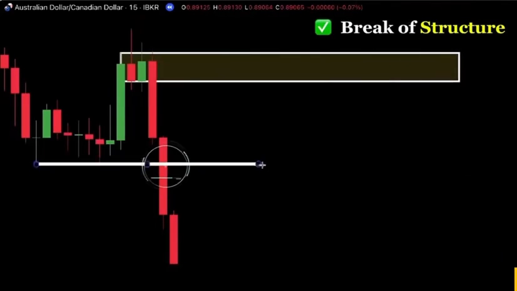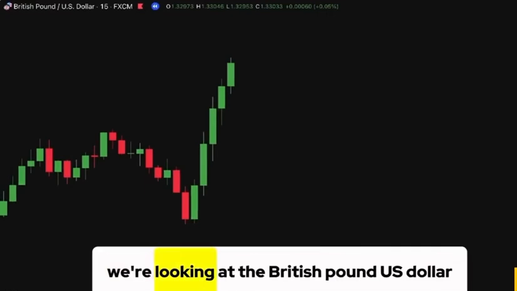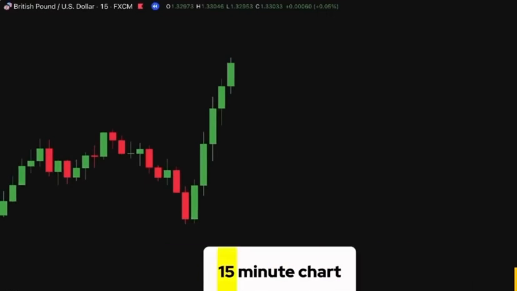Break of structure. A strong zone often forms after a break of structure, like a previous high or low. These breakouts are not random, they signal a shift in control, often led by smart money. Zones formed right after are high probability. Now, let's apply this on a real chart. We're looking at the British pound US dollar 15-minute chart.